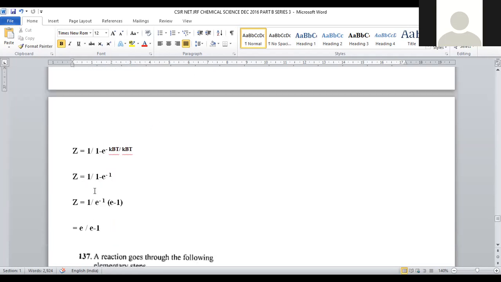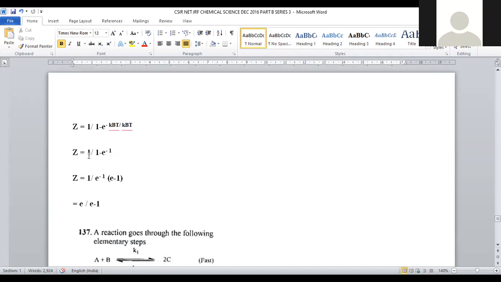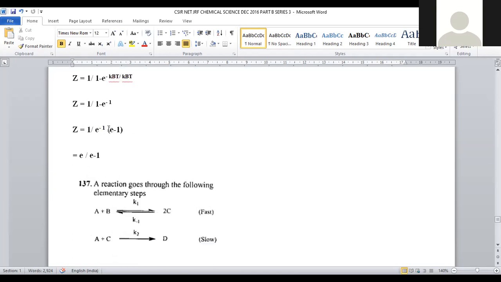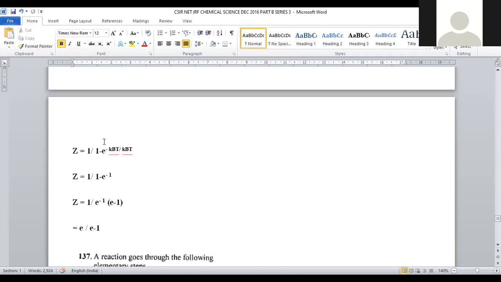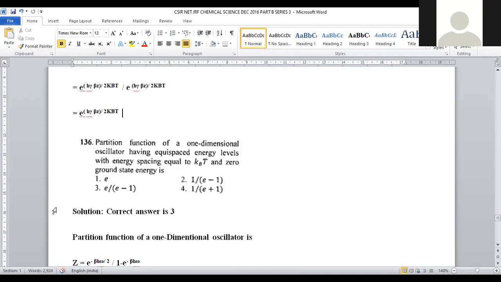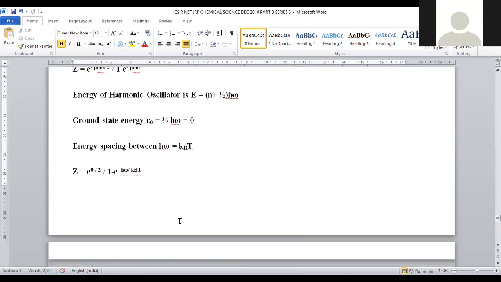That's why we can represent Z as 1 by 1 minus e to the power minus kBT by kBT. The kBT cancel, so the term becomes 1 by 1 minus e to the power minus 1. That is Z equal to 1 by e to the power minus 1 into e minus 1, which can be written as e by e minus 1. Z is equal to e by e minus 1 is the final answer. That is given in option number 3. For question number 136, option number 3 is the correct answer.